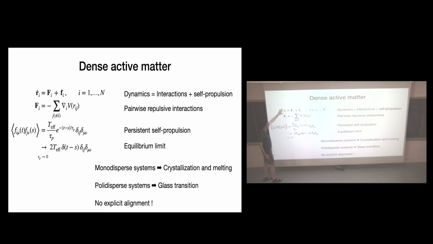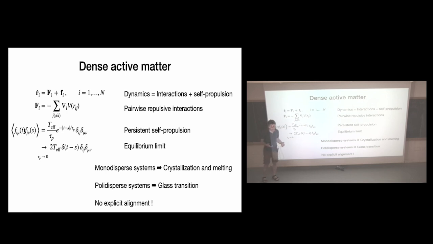You simulate the dynamics of particles with positions Ri, which are subject to interaction forces V, and to a persistent noise F, which is only defined by an exponential correlation described by a persistence time tau p, or tau r as before, and something one can call an effective temperature Tf. Forgive my factor 2 and my dimensionality, let's say it's all good. It has a proper equilibrium limit when the persistence time goes to 0.